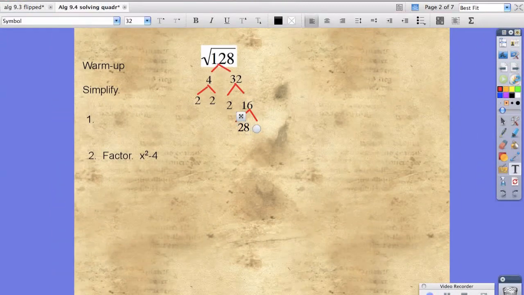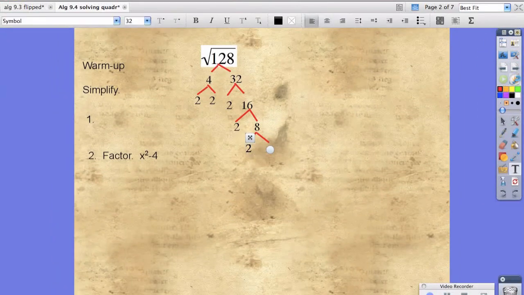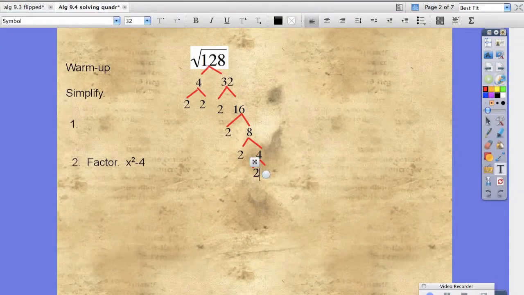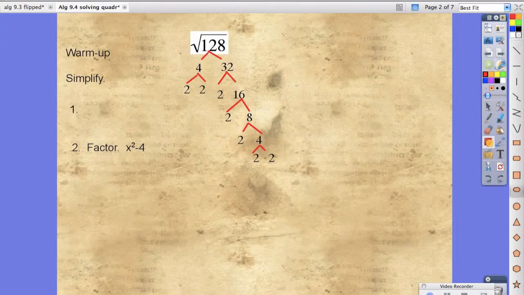2 times 8. That's 2 times 4. And hopefully for the final time, this should be 2 times 2. So just to double check, we're going to circle all of our fruits, if you will, from our factor tree. The ones that are simplified as far down are the ones that are at the bottom of the branching, just so we can keep tabs on how many 2's we actually have.